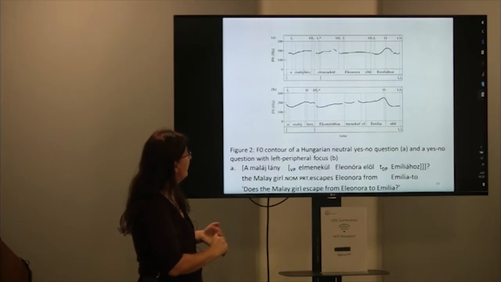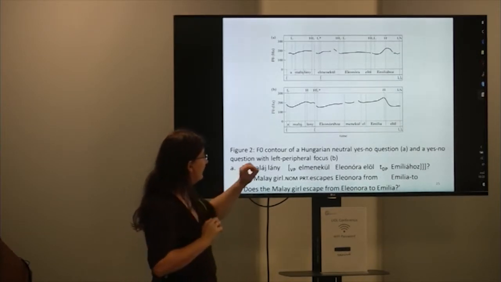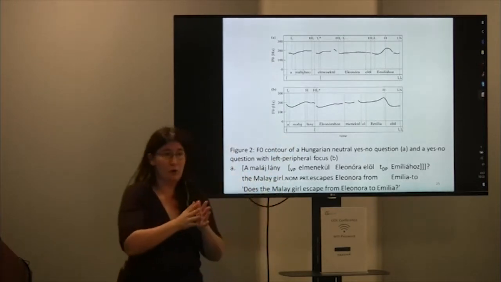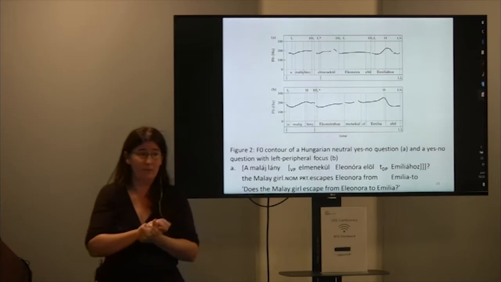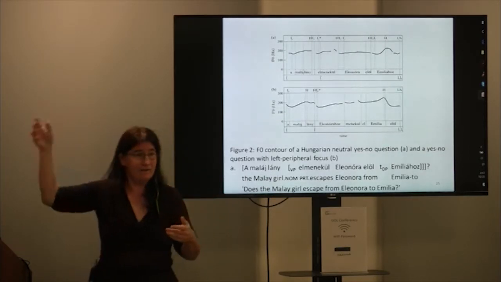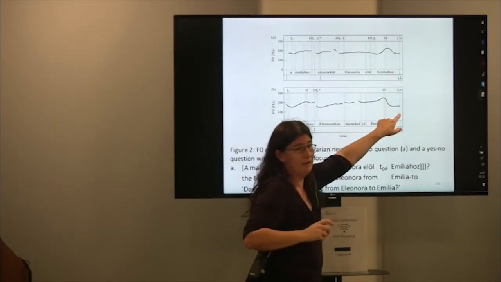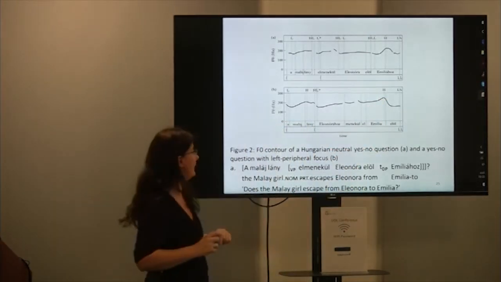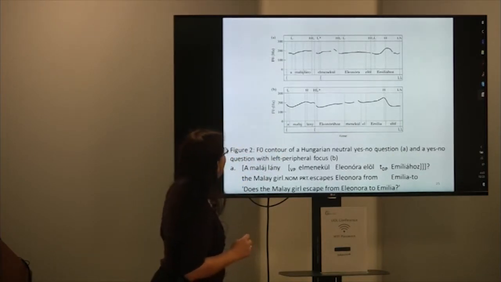Now, what happens in that case is that the Eastern European question tune starts with a low tone. You anchor that on the syllable that has the main stress, and then there is a rise at the very end: on the penultimate syllable you get a high tone, and then on the final syllable you get a low tone. So I can pronounce this for you.